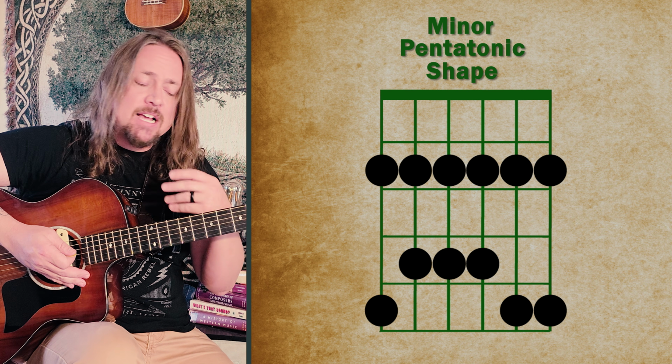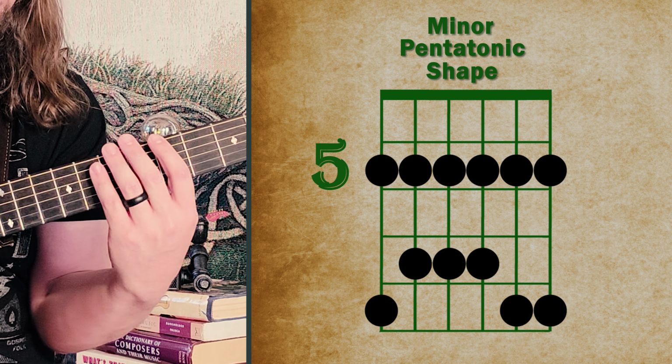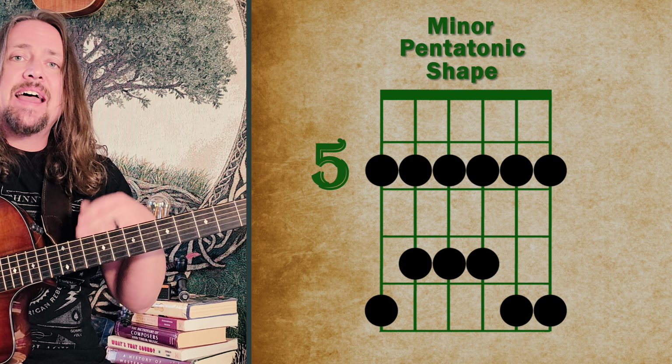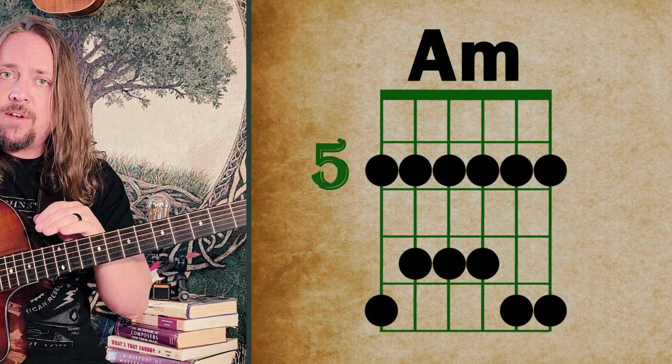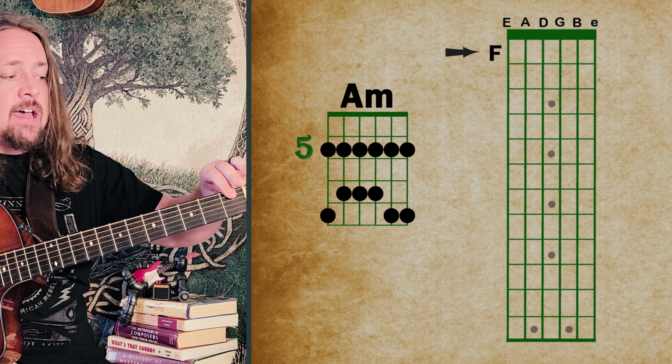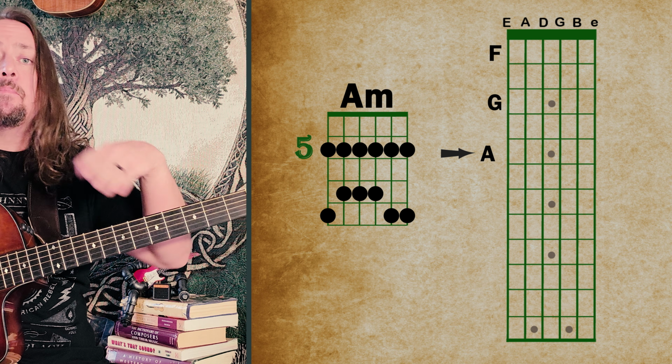And if we map that shape on to the 5th fret right here with 5, 8, 5, 7, 5, 7, 5, 7, 5, 8, 5, 8, that gives us the A minor pentatonic shape. And it's A minor because this 5th fret right here is A: E, F, G, A, minor pentatonic.